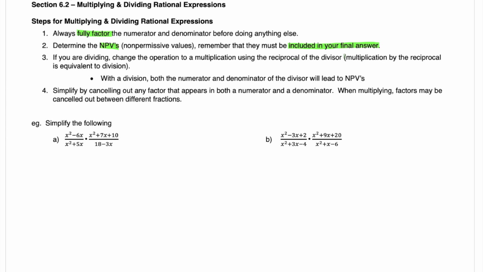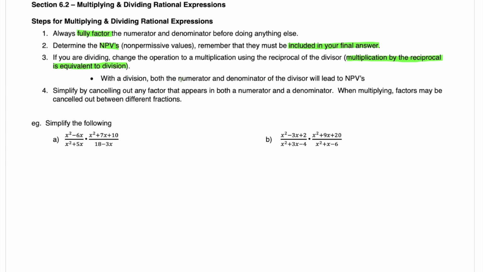And so the rule for that one is if you multiply by the reciprocal of the divisor, that's going to be an equivalent operation to division. So if you see the division sign, we're just going to take the divisor, which will be the second rational expression listed. We're going to flip the numerator and denominator, that's the reciprocal, and then it's just going to be a multiplication question.